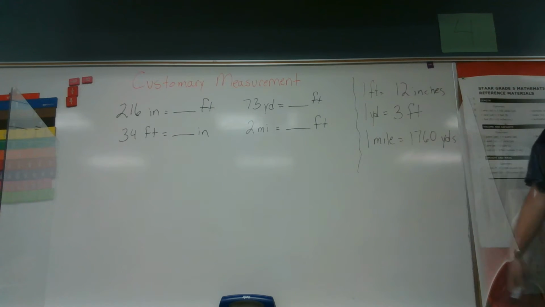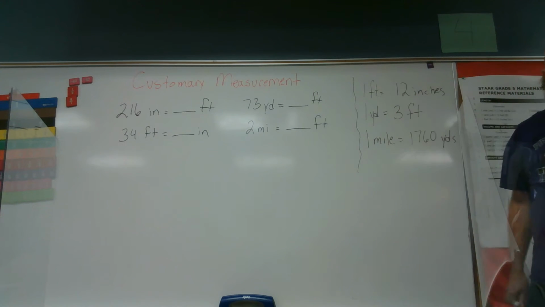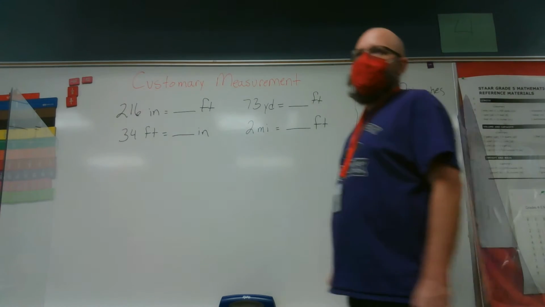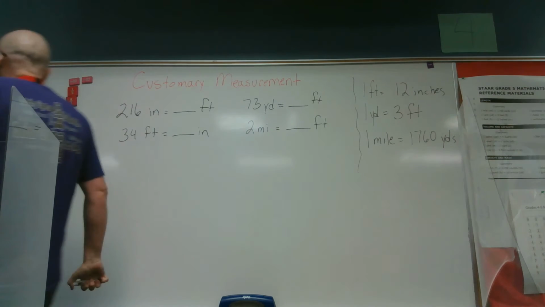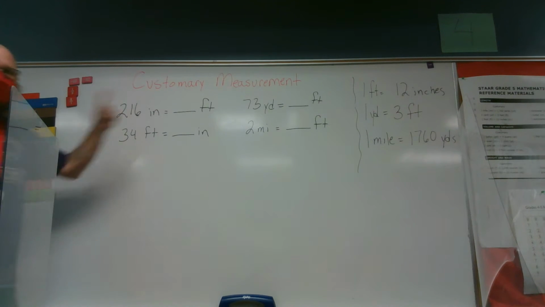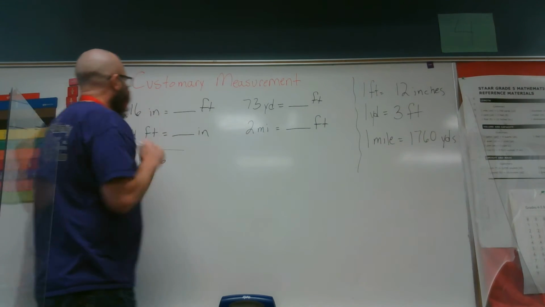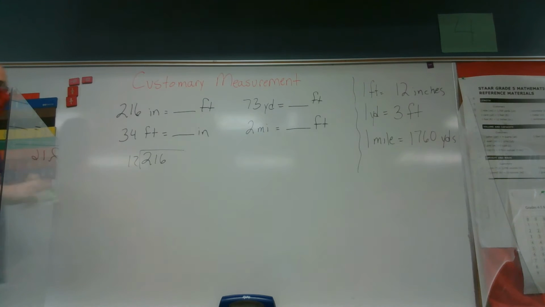Now we have to figure out what we're going to divide by. When we're talking feet and inches, 1 foot equals 12 inches. So we're going to divide 216 inches by 12. And that's going to give us the number of feet in 216 inches.